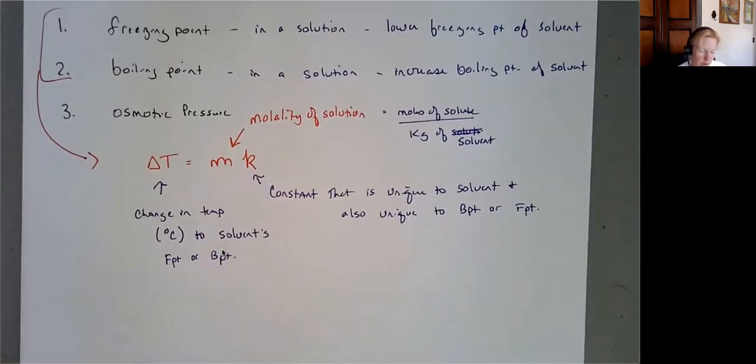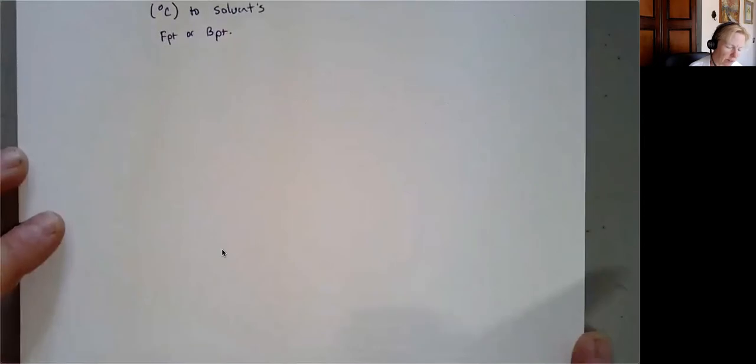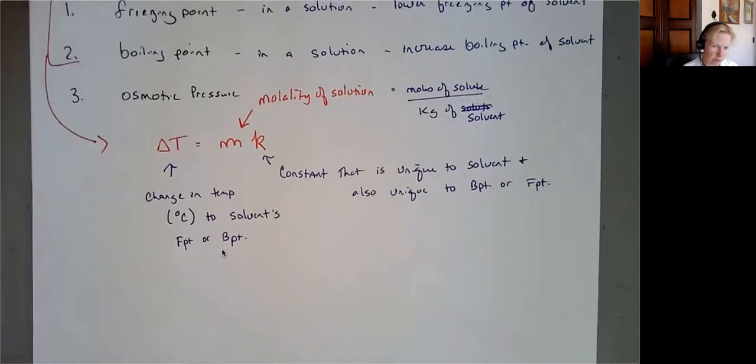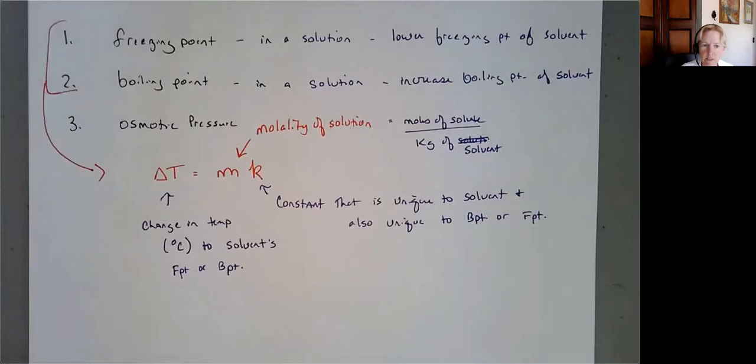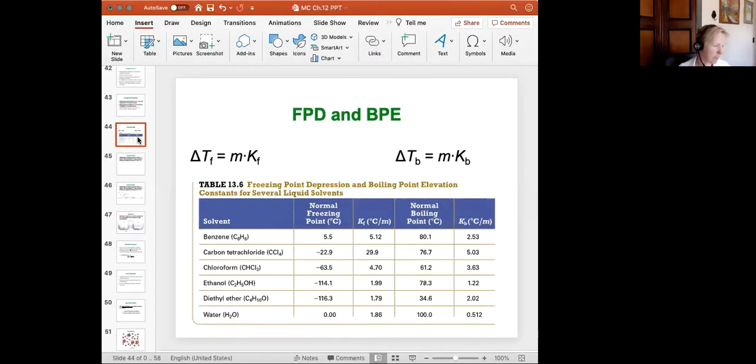So let's apply it first to freezing point. I'm going to look up these values in a table. Actually, let me show you the table first. This table is in your textbook, and it looks like this. This table is based on the solvent. With colligative properties, we're concerned about what's happening with the solvent. Here you see I have a solvent of benzene, carbon tetrachloride, chloroform, and all the way down at the bottom I have water. And here's the normal freezing point of that solvent, and this would be that constant. The little f means that's my freezing point constant.